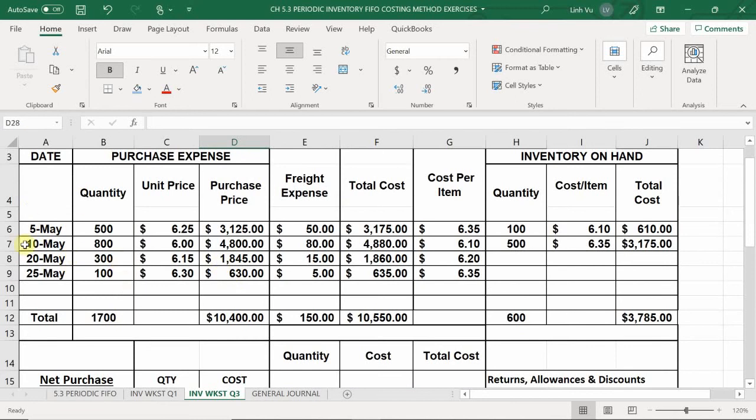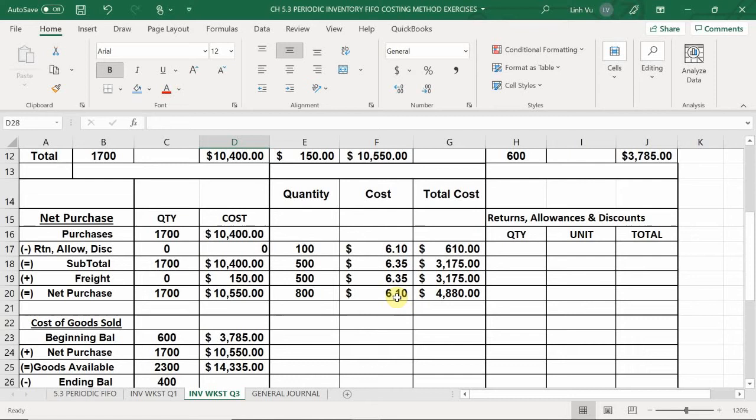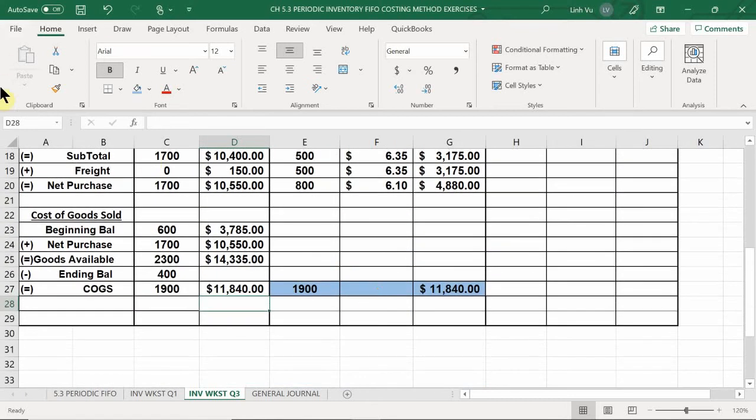One for 300 and one for 100, which gives me a grand total of the 400 units that I have on hand. Now again, in this case, I can do simple math, right? I can just add these two numbers together and I would get my grand total of ending inventory. Or I can simply just use my formula here.